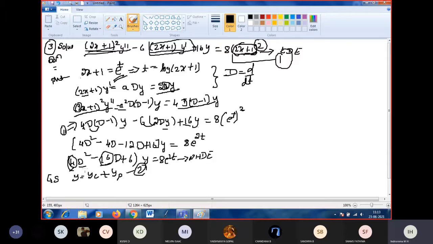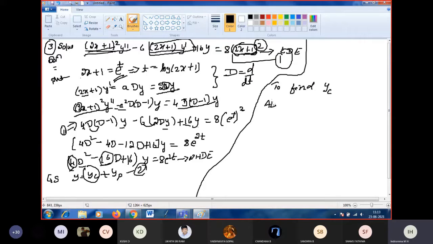Next, find yc. To find yc, what should we consider? The auxiliary equation, F(m) equal to 0. This is our F(D). Put D equal to m and you will get F(m), that is 4m² − 16m + 16 equal to 0. Is it plausible to factorize?